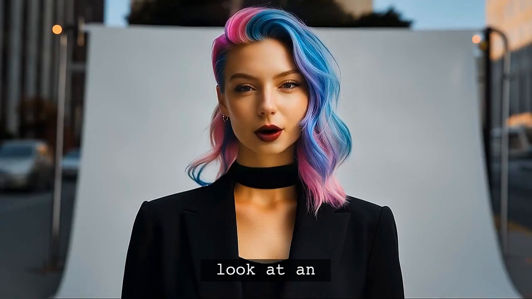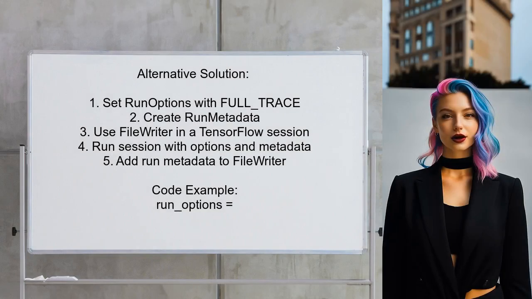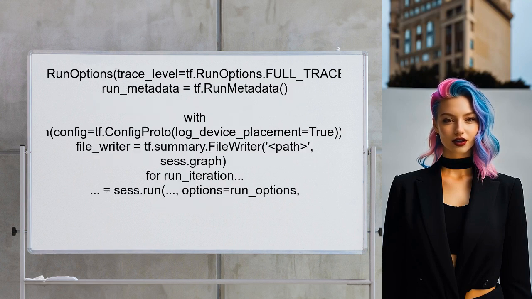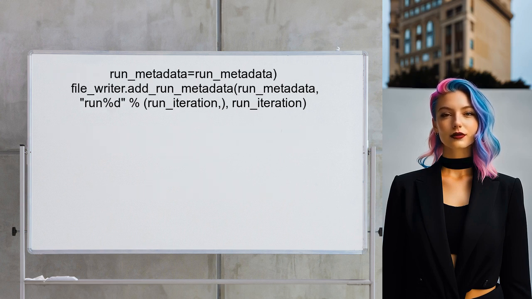Let's take a look at an answer from another user. An alternative approach to display per-node memory in TensorBoard involves using TensorFlow's run options and run metadata. First, you set the trace level to full trace. Then, within a TensorFlow session, you create a file writer for your graph. During your run iterations, you execute your session run with these options and metadata. Finally, you add the run metadata to the file writer for each iteration.